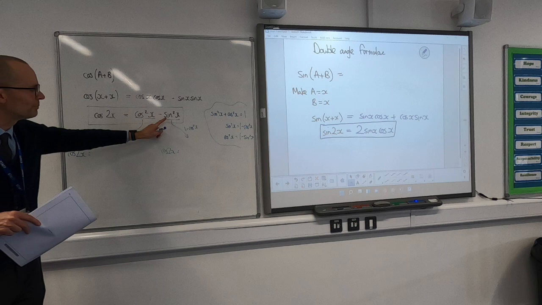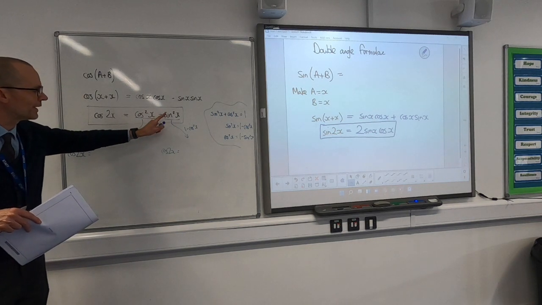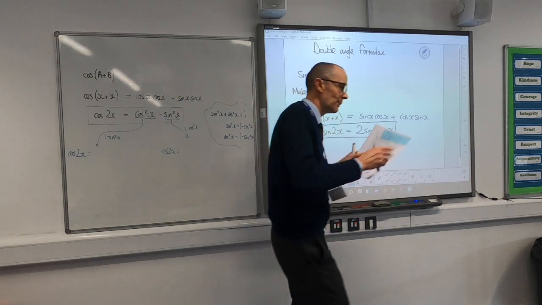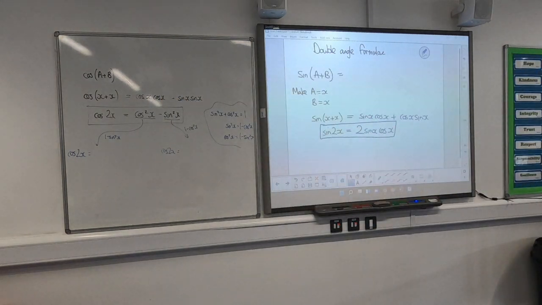Be careful with this one because sine squared x, it's minus that. So you've got to do minus that. So I'd put that in a bracket, minus outside the bracket, and then minus 1 outside the bracket.